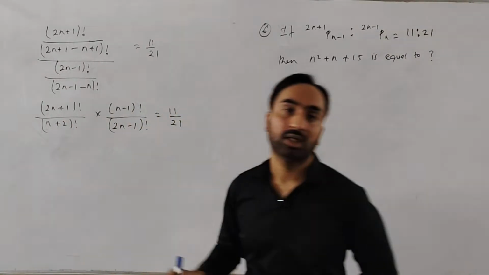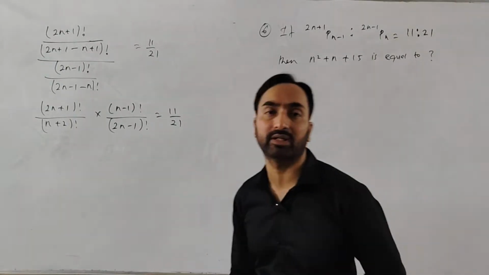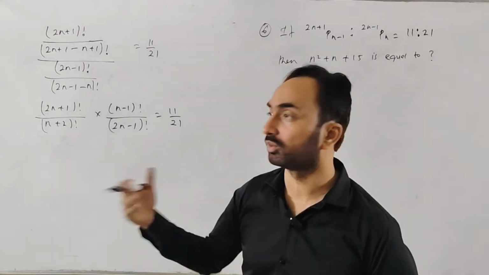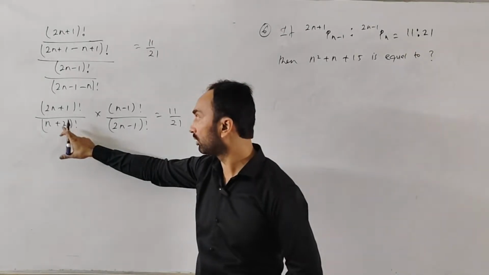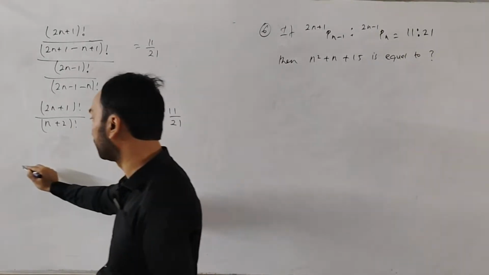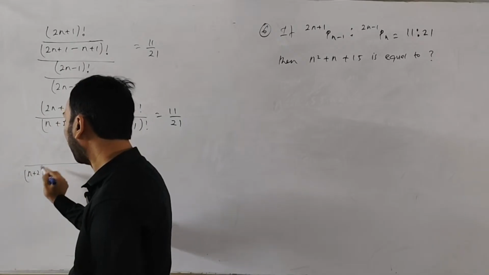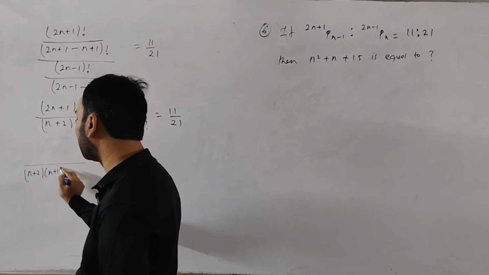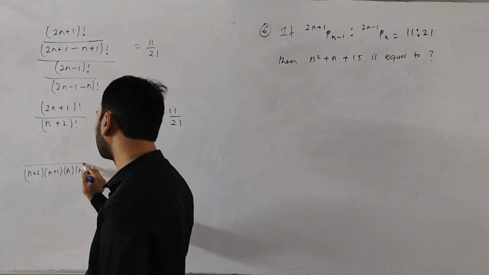We know like 8 factorial can be written as 8 into 7 factorial, or it can be written as 8 into 7 into 6 factorial. So by using that technique, we will keep on decreasing this part. We can write (n+2)! as (n+2) into (n+1) into (n−1)!, correct?